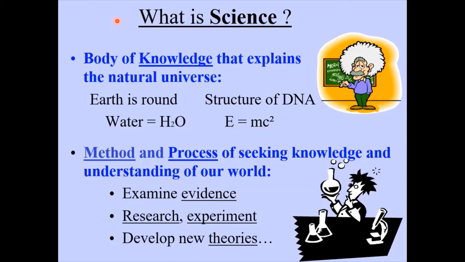So the first question here, what is science? Obviously this is a science class that you're taking, General Education Science 100. Science can be summarized into 2 different things. The first thing is science is a body of knowledge that explains the natural universe. This includes scientific facts, things as obvious as the Earth is round, things more complicated like the structure of the DNA molecule. That's scientific knowledge that we already have. Water is a molecule given by the chemical symbol H2O, or Einstein's famous formula E = mc².